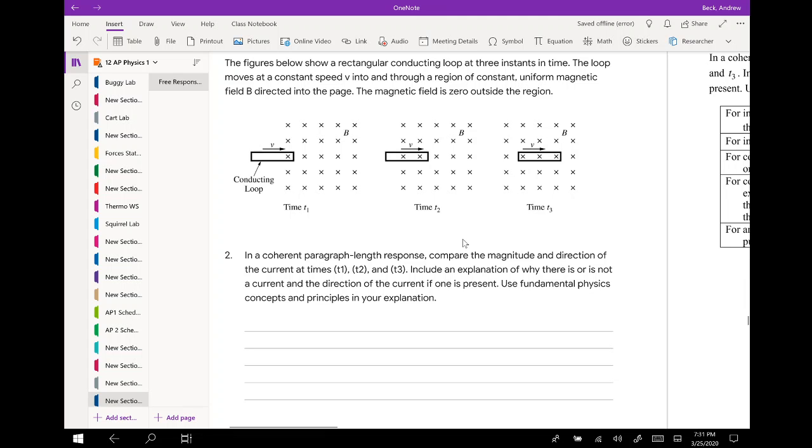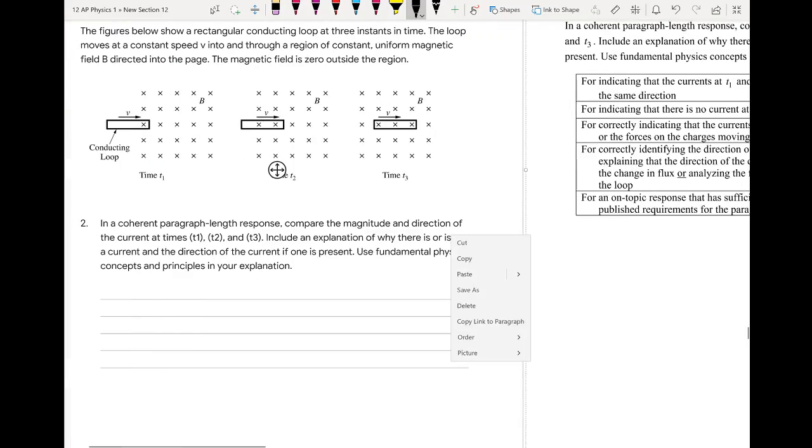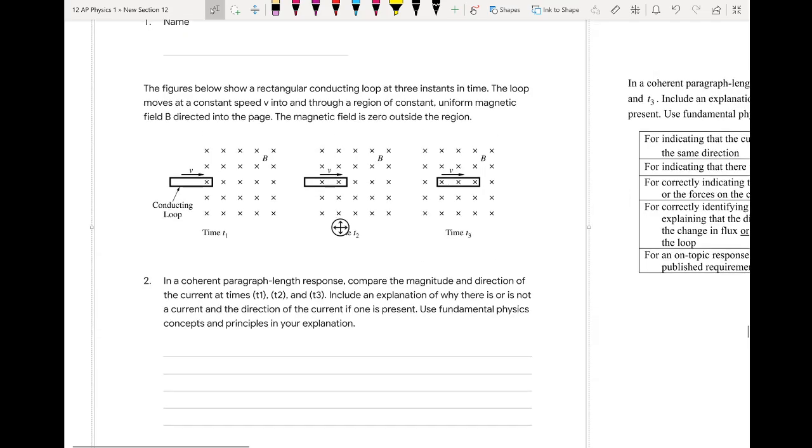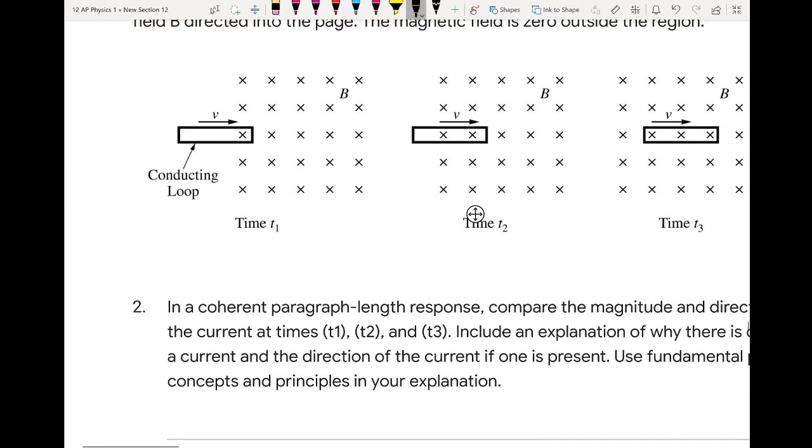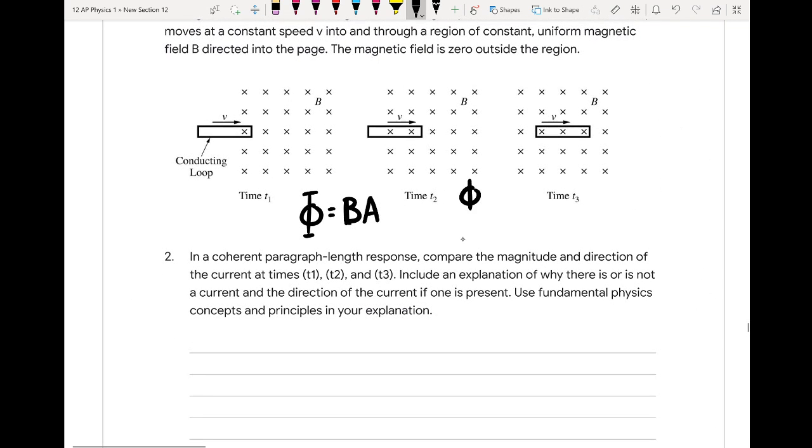So what I want to start off with when I'm going over this is this idea of flux. Flux is the symbol, and really what it stands for is the amount of magnetic field within some area of a loop of wire. The big idea is that if our flux changes through some amount of time, then we get this EMF, this voltage, this push of our electrons.